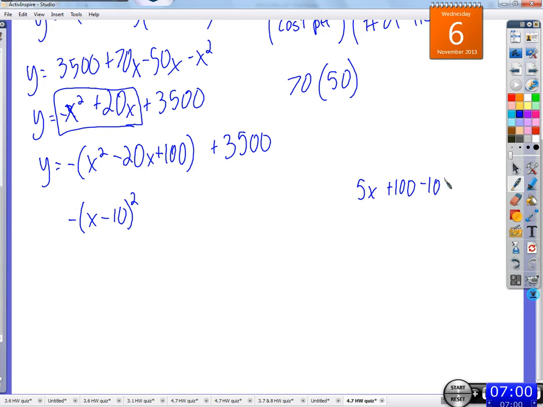Subtract 100 at the same time. So plus 100 minus 100, nothing happens. But now we could do stuff with this if we wanted to.